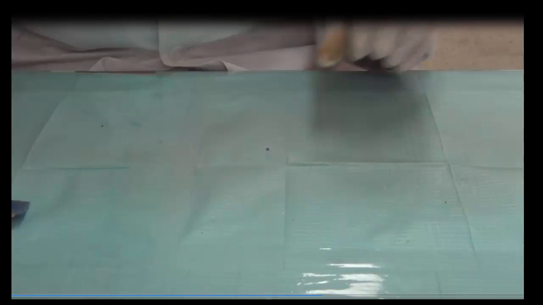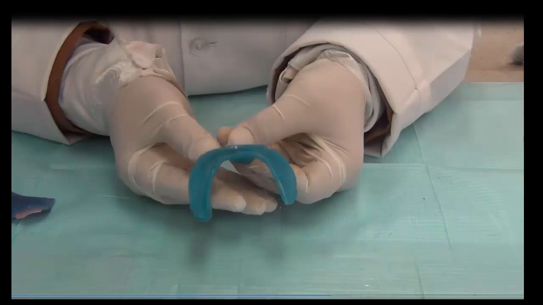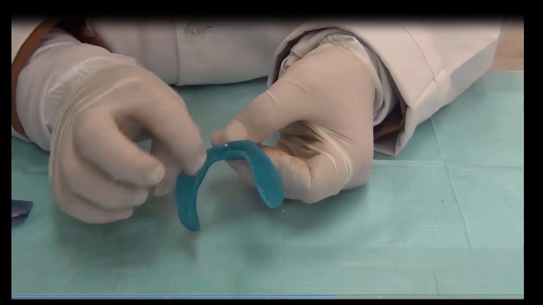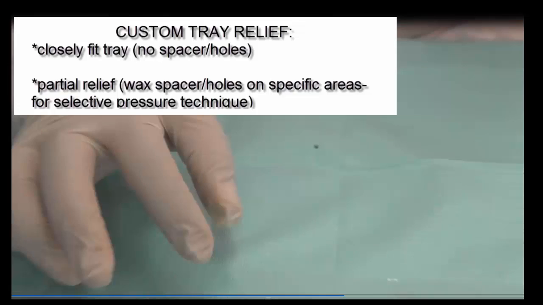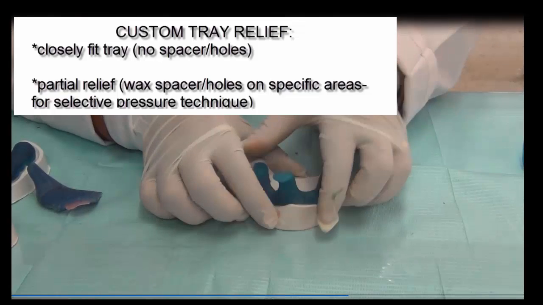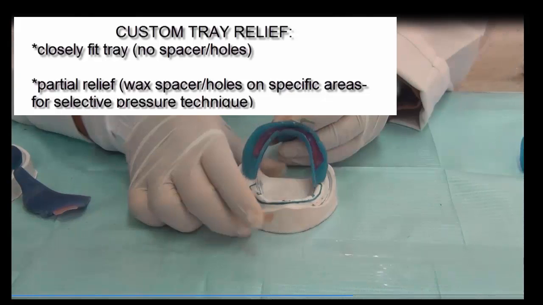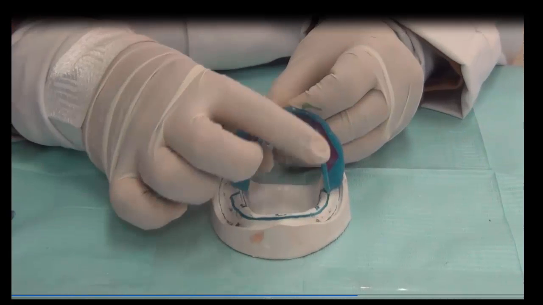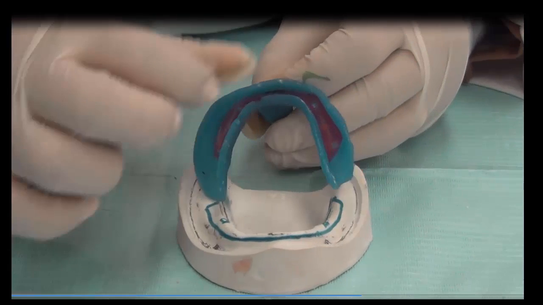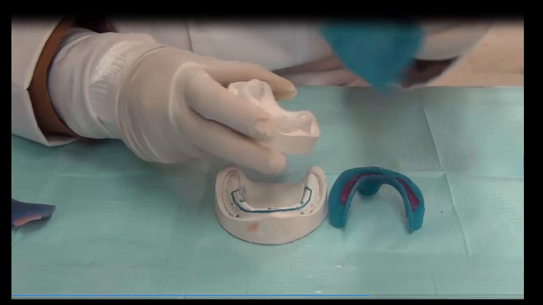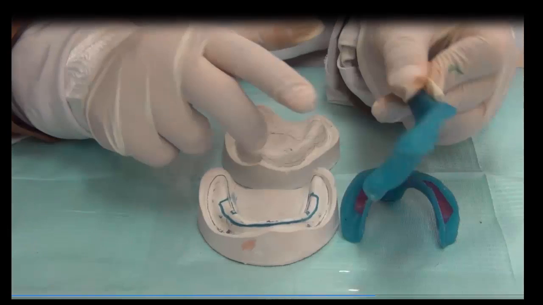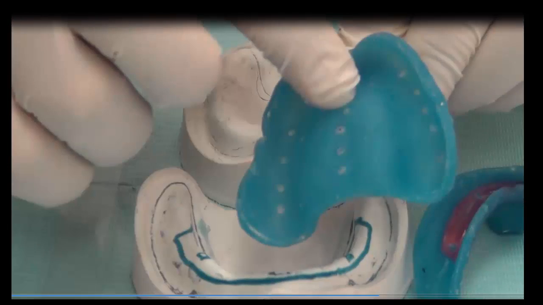On the inside of the trays, we have multiple ways. We could have trays with empty areas, nothing there. This is called a closely fit tray. We could have trays with relief, which is wax placed inside, and this is called wax relief. And we have trays that have perforations instead of the wax. This is what we see from the inside.